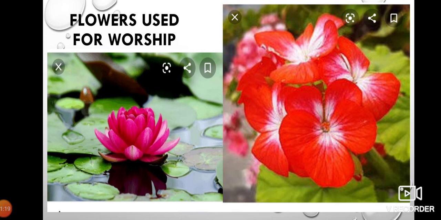So children, you can see flowers play a colorful part in our life. We have learnt about the plant cycle. We have learnt about the different shapes of flowers. We have learnt about the different uses of flowers in our day-to-day life. Hope you have found this chapter colorful and interesting. Thank you all.